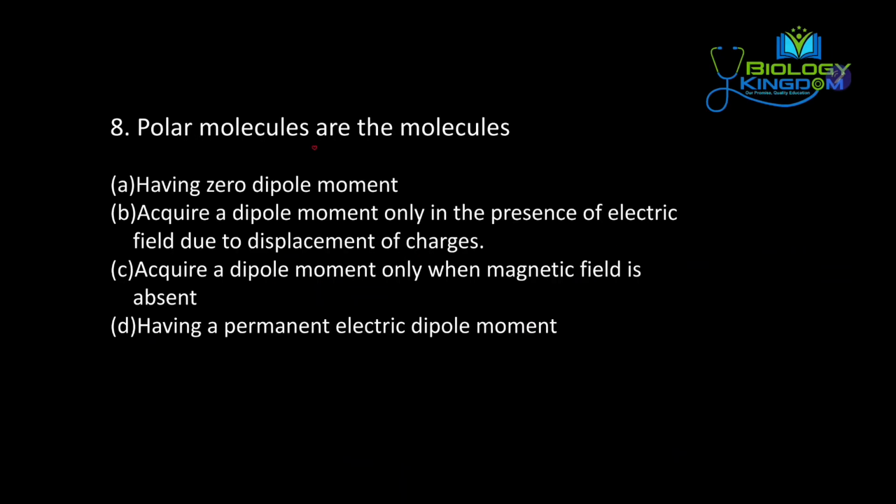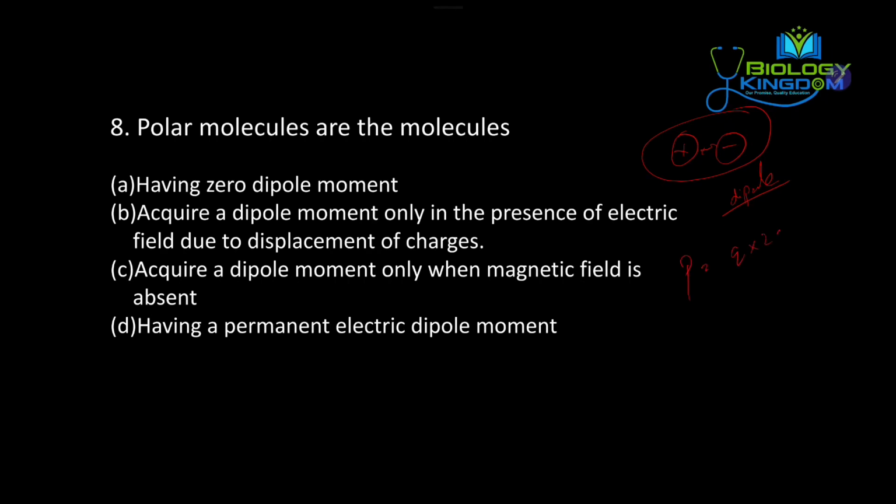In this question, polar molecules are the molecules having zero dipole moment. First we'll understand what polar molecules are. Polar molecules are the molecules which have both positive and negative ions present at a separate distance. So each polar molecule will have a positive and negative ion separated by some distance. Obviously, if there is a positive and negative charge separated by a distance, that means this is a kind of dipole, and a dipole has some moment. Will this have a zero dipole moment? No, because it has charge as well as separation by distance.